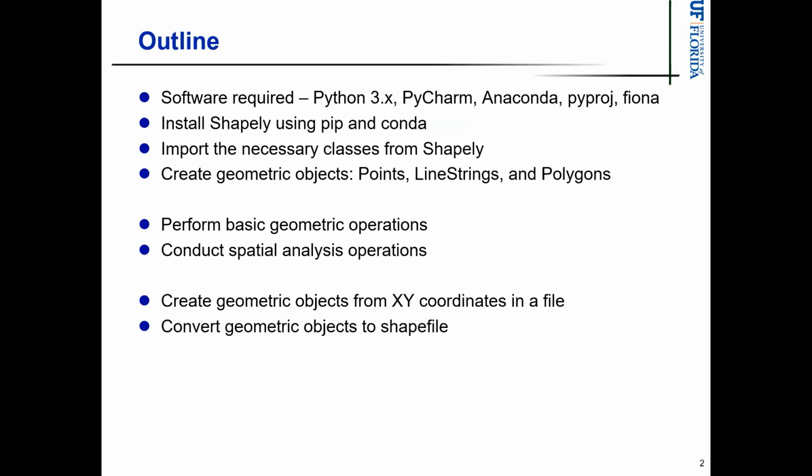I'll begin by showing how to install Shapely using both pip and conda, then import Python classes from Shapely that will be used to create points, line strings, and polygons. I will also show how to carry out basic geometric operations such as the calculation of area and length of the geometric objects created. I'll also show how to carry out spatial analysis operations such as intersection and union on the geometric objects created. And lastly, I will create geometric objects by reading XY coordinates that are stored in a CSV file and then convert those geometric objects to a shapefile.